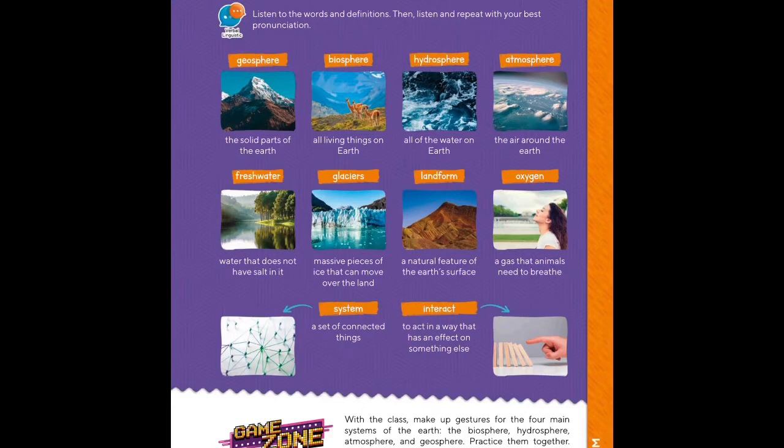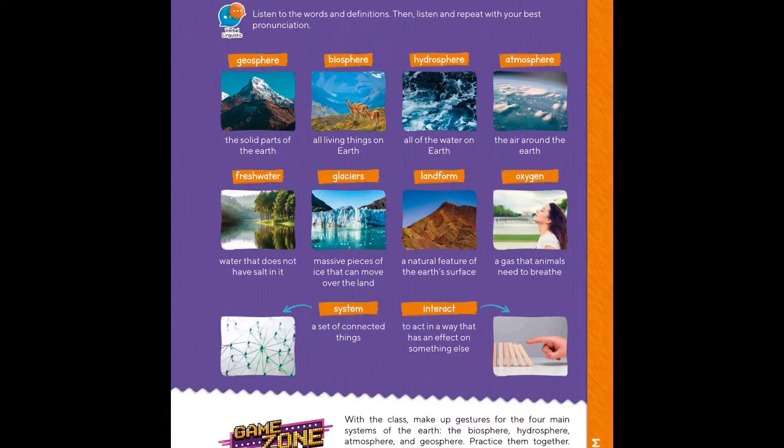So the first one, geosphere. Geosphere. The solid parts of the earth. Then we have biosphere. Biosphere. All living things on earth. Then we have hydrosphere. Hydrosphere. All of the water on earth. Then atmosphere. Atmosphere. The air around the earth.